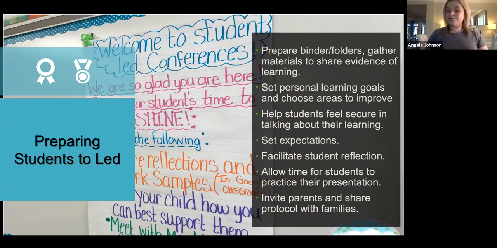Allow time for students to practice their presentation. As the video talked about, the fishbowl was basically them observing somebody else presenting their work and looking at how the teacher was doing that facilitation and the student and the parents, some sort of example. So allow them to practice and see what it would look like. And invite parents and share a protocol with the families so that when they come in, they're prepared, okay?